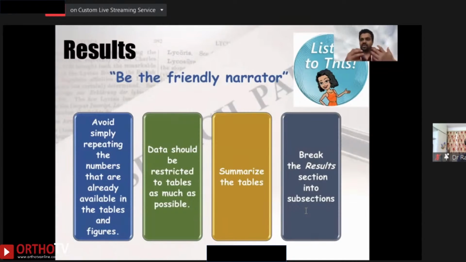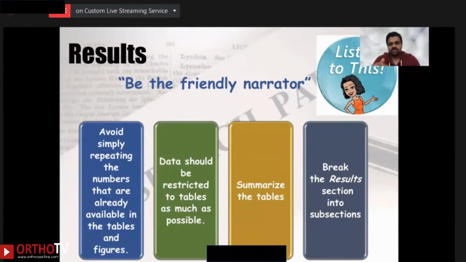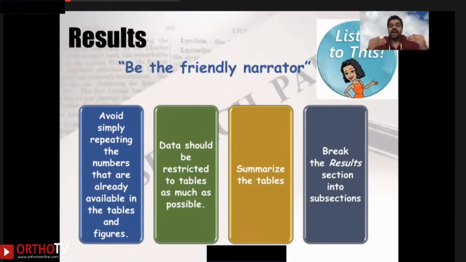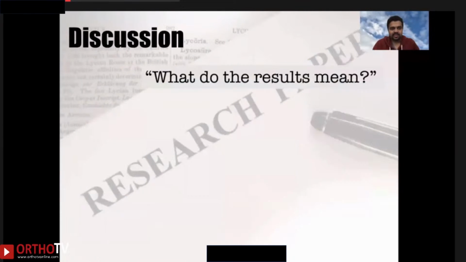For example, in a thesis or a research paper, there will be a lot of data on the demography, age, sex, distribution, all those things. Here, one single table summarizing the baseline characteristics will do it all. The rest of the details of the figures and tables will be dealt with in another talk, and break the results section also into subsections. I'll tell you how to do that.